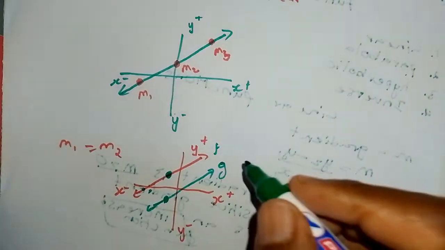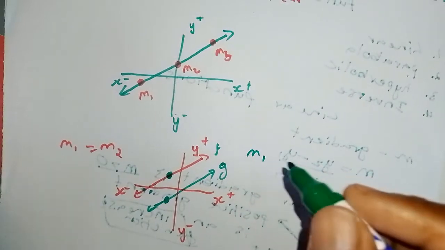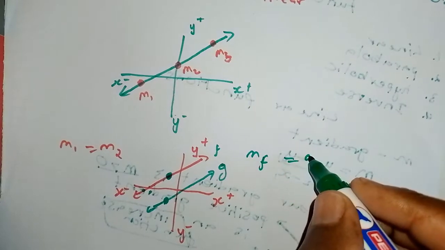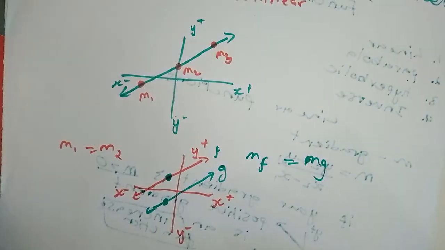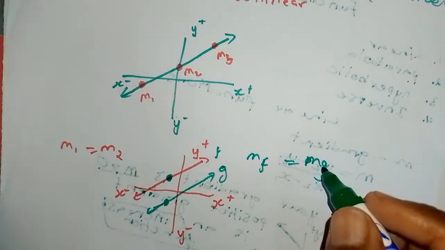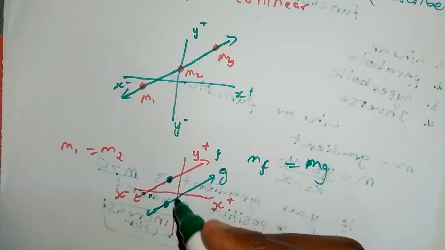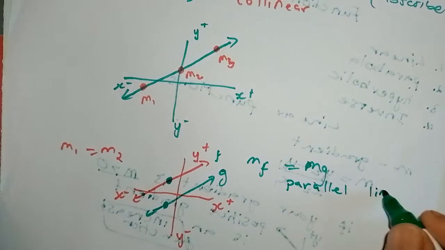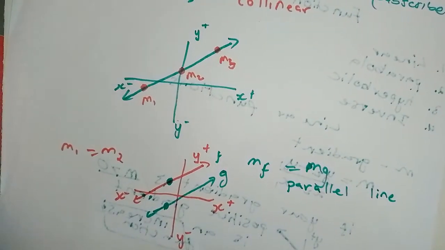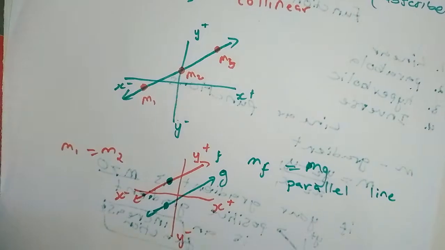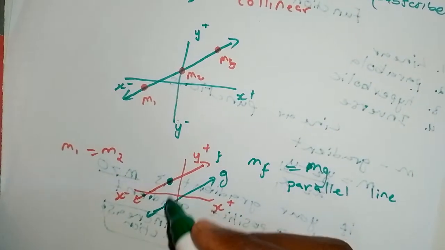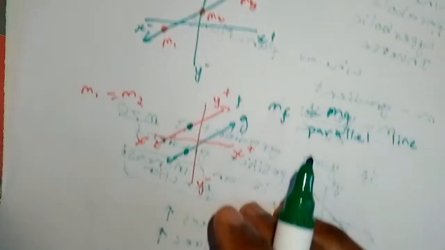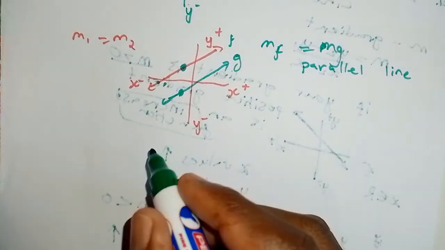Because these two things are parallel, the gradient of f is equal to the gradient of g, right? When you have two parallel lines, or two parallel functions, their gradients will always be equal. I hope you understand. Let's take another one.